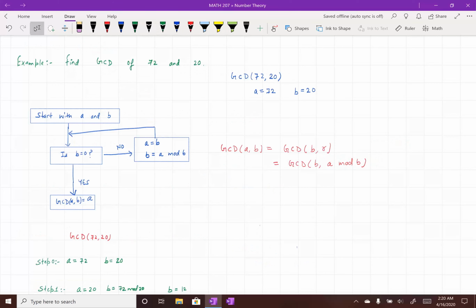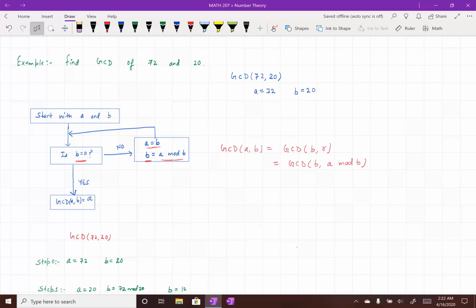You can represent this Euclidean algorithm in the form of this figure. You are supposed to compute the GCD of the given integers A and B, and you check if B is equal to 0 or not. If B is equal to 0, then the GCD of A and B is equal to A. Otherwise, you update the values of A and B based on this rule. B becomes your new A, and A mod B becomes your new B, and then again you check whether B is equal to 0 or not.